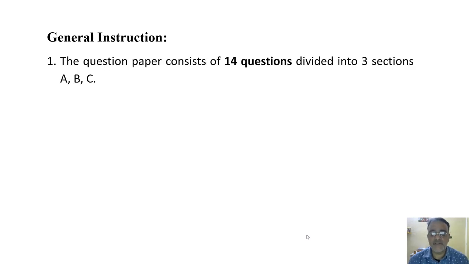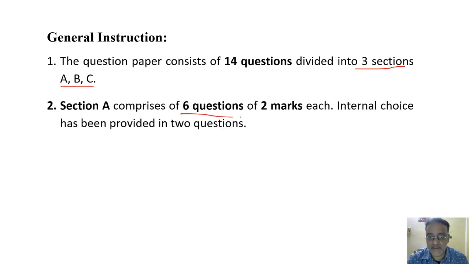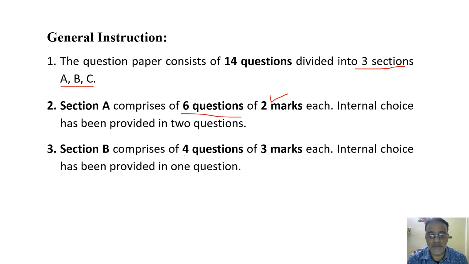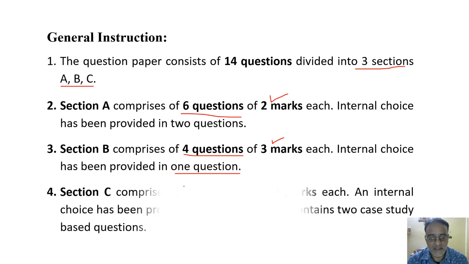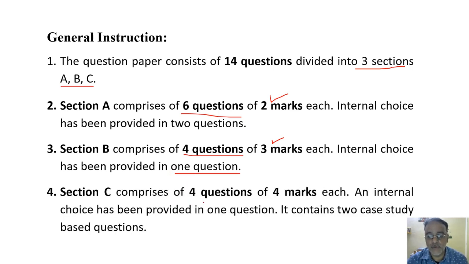So the question paper consists of 14 questions, which is divided into three sections, A, B, C. Section A comprises 6 questions of 2 marks each. Internal choice has been provided in 2 questions, right? Section B comprises 4 questions, 3 marks each. Internal choice has been provided in 1 question. Section C comprises 4 questions of 4 marks each. Internal choice has been provided in 1 general question, and it contains 2 case study questions, right?